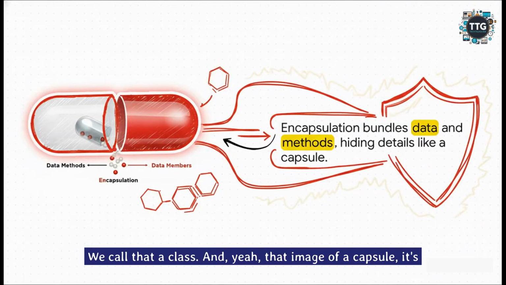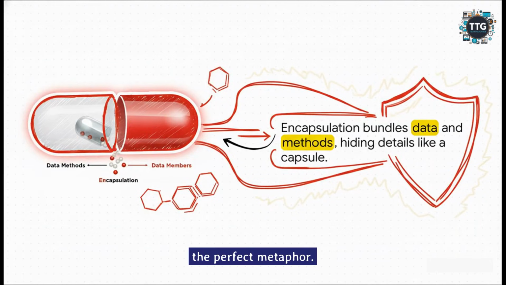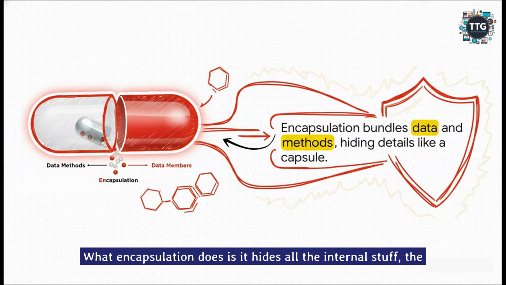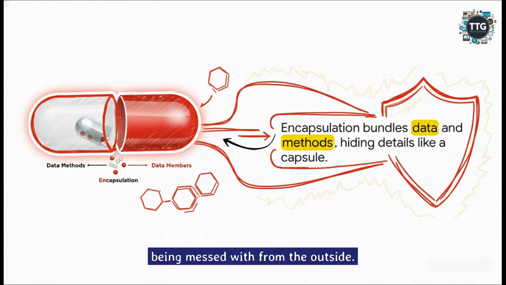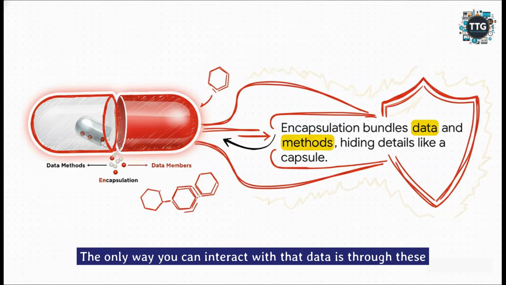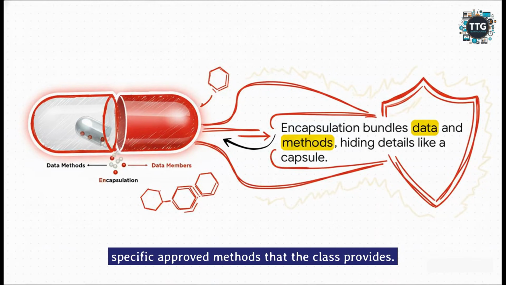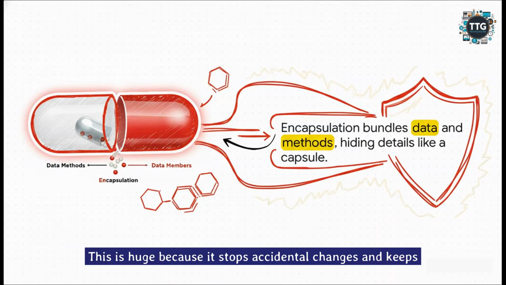And yeah, that image of a capsule, it's the perfect metaphor. What encapsulation does is it hides all the internal stuff, the data, and it basically puts up a shield, protecting it from being messed with from the outside. The only way you can interact with that data is through these specific, approved methods that the class provides. This is huge because it stops accidental changes and keeps your code super organized and way more secure.